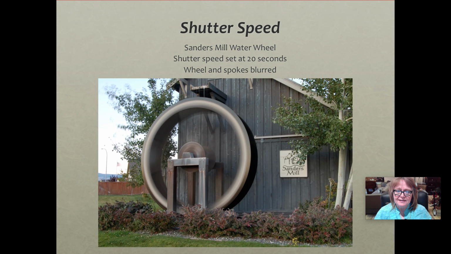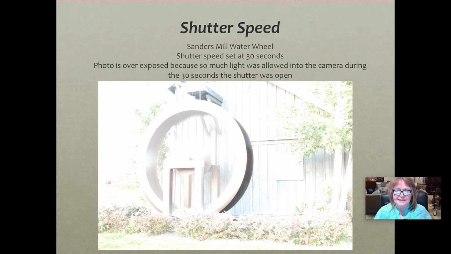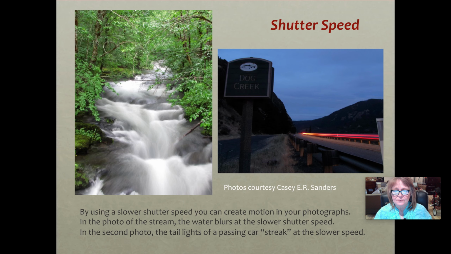And then I let it stay open 20 seconds, and now it's blurring so fast that you can't even see the spokes anymore. And then I let it go 30 seconds, and that let in way too much light. The photo's overexposed because the camera stayed open and just kept taking in light. So the longer you leave your shutter open, the more light it will take in. So you can use that shutter speed.